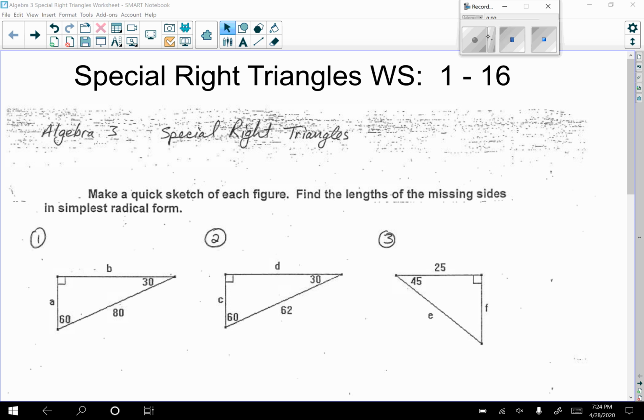Here are the solutions to the special right triangles worksheet. As with any assignment I give you, please make sure you are looking at the videos or notes before you start any of these.